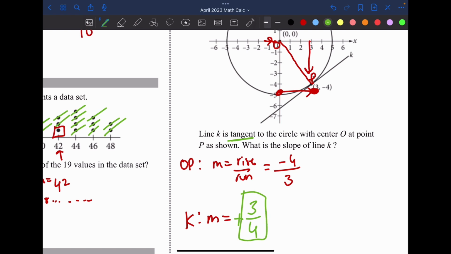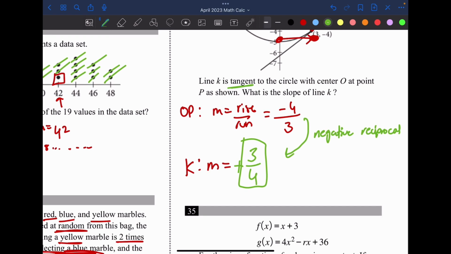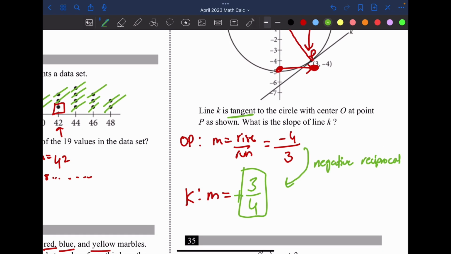Very simple. Once again, the negative reciprocal, I'm going to write it here. Negative reciprocal. This only works if the lines are perpendicular. If they are anything else other than perpendicular, this breaks and you just did something that is wrong. Okay, so watch out because they only have to be perpendicular. And in this case, the word tangent told us that they are perpendicular.